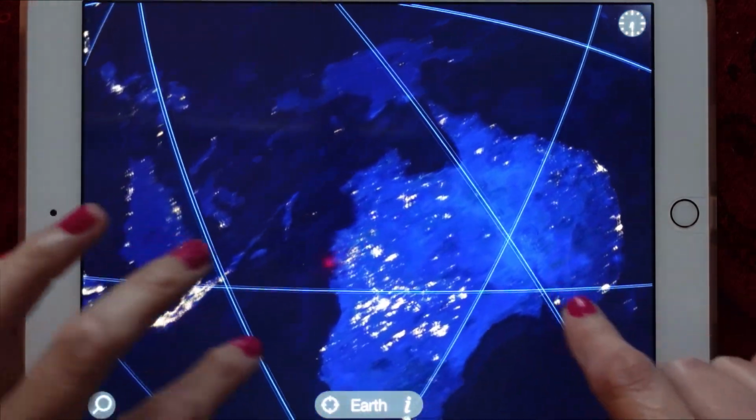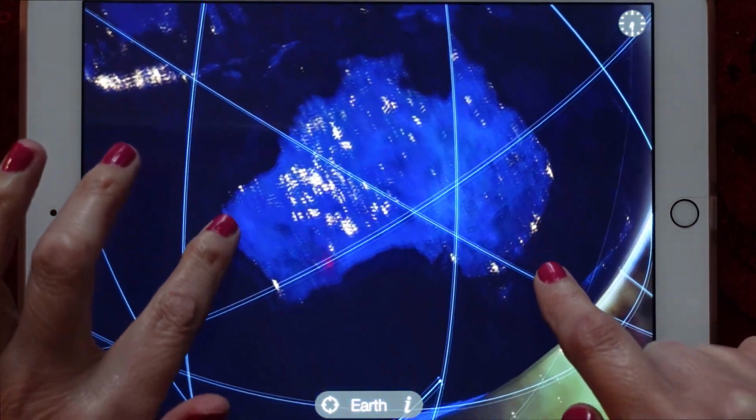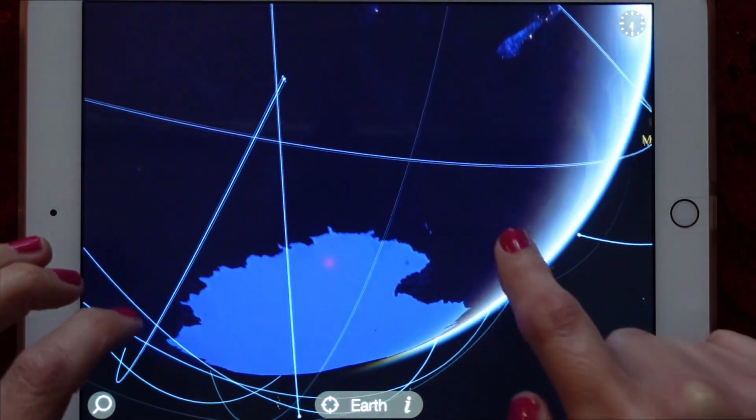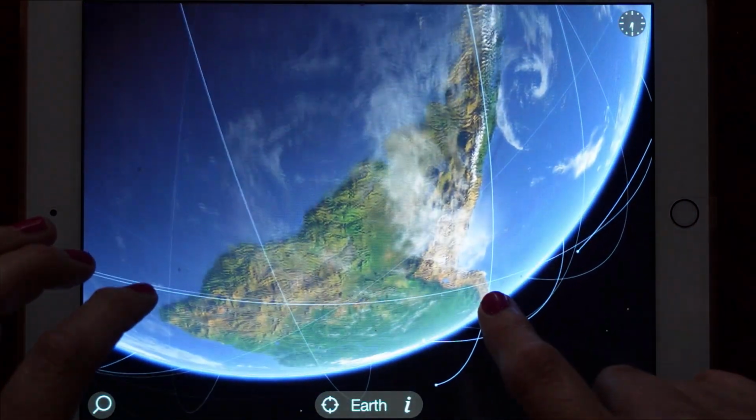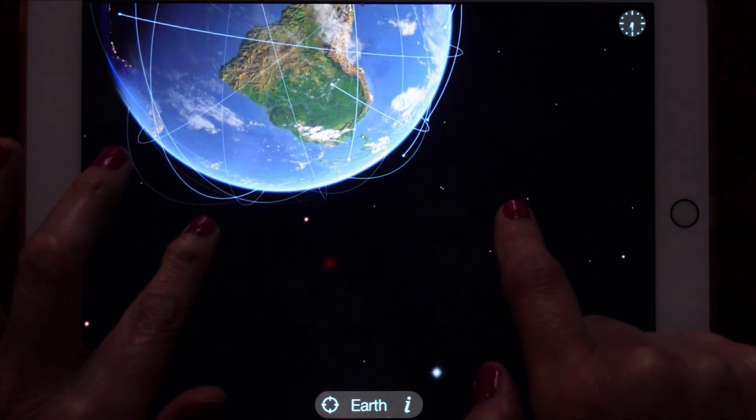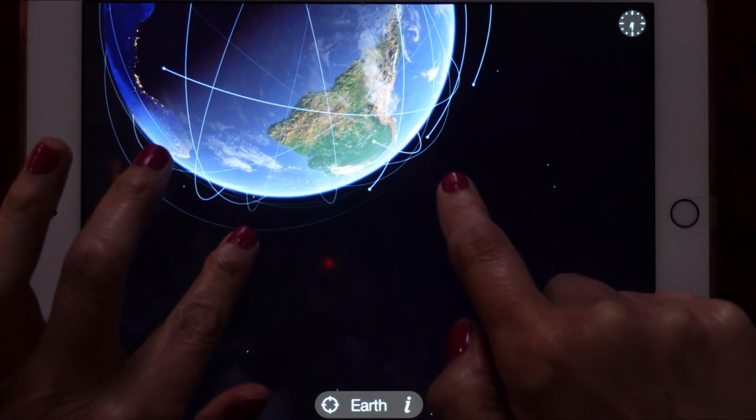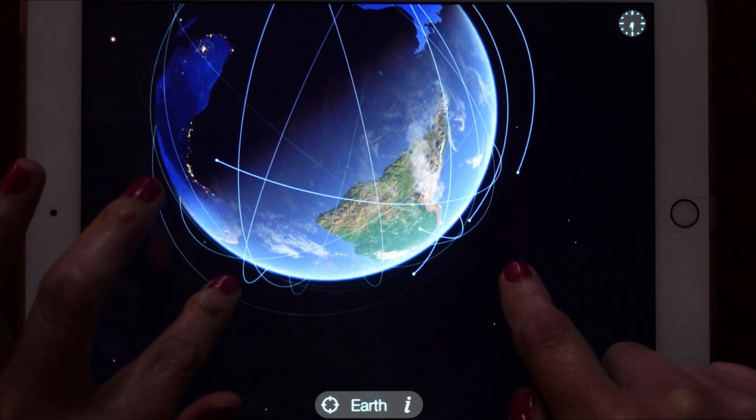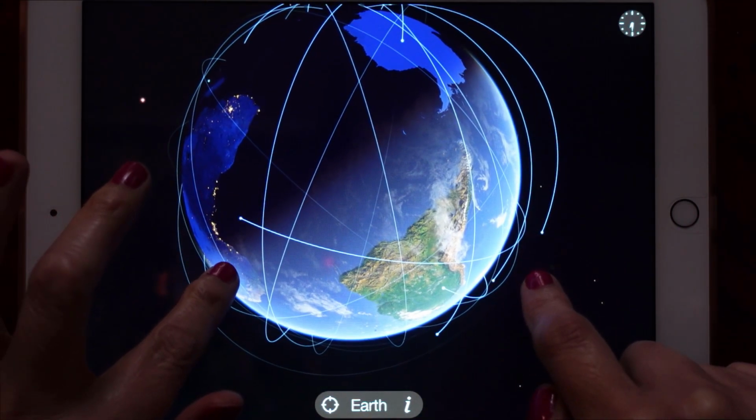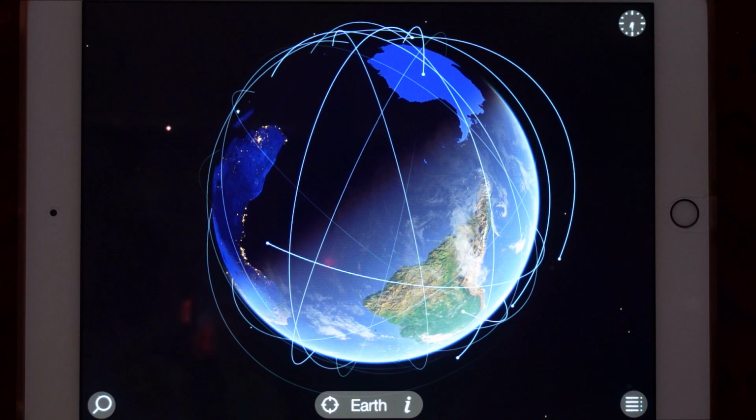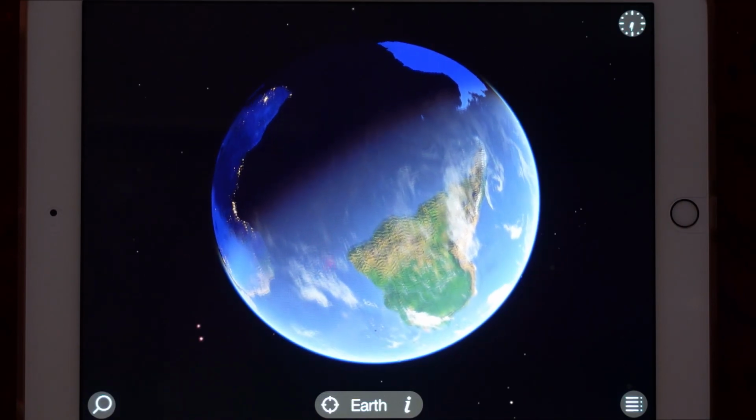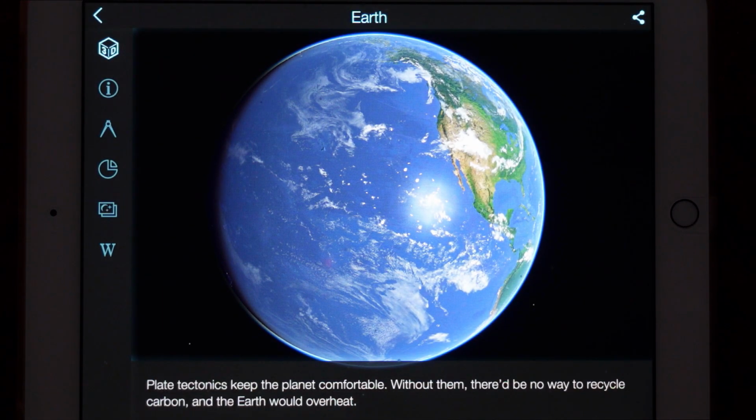There is Australia. Antarctica. Okay, so I'm going to move the Earth back into the centre of the screen. And I'm going to click on this little button here, which should give us some information.